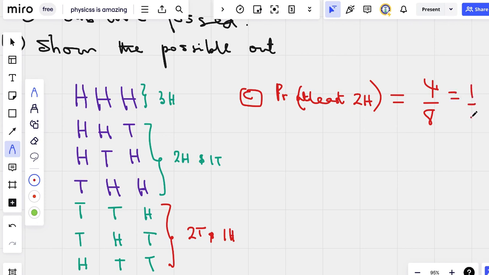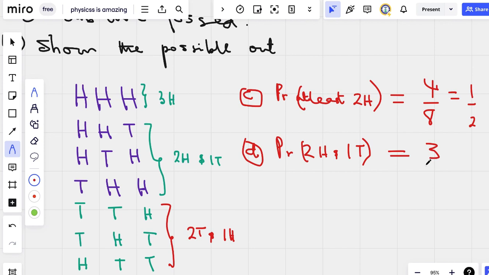Is that okay? Now, another question that could come from here: what's the probability of getting 2 heads and 1 tail? We already know how many outcomes are 2 heads and 1 tail. Only 3 possibilities: 1, 2, 3. So the probability of 2 heads and 1 tail is equal to how many cases we have: 1 case, second case, and third case. So it's 3 over 8.